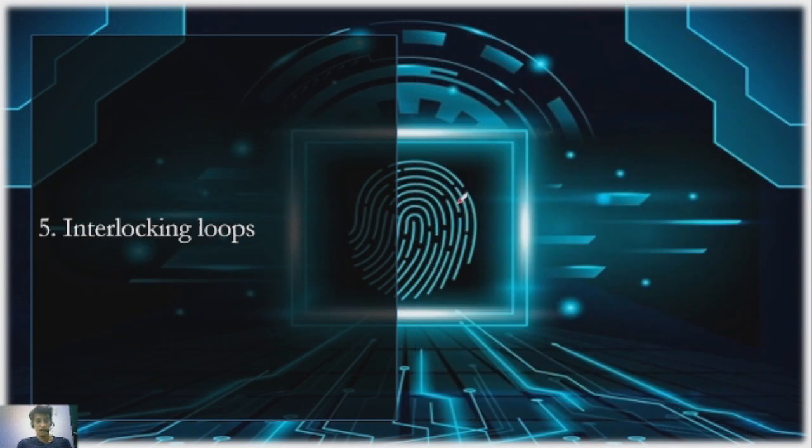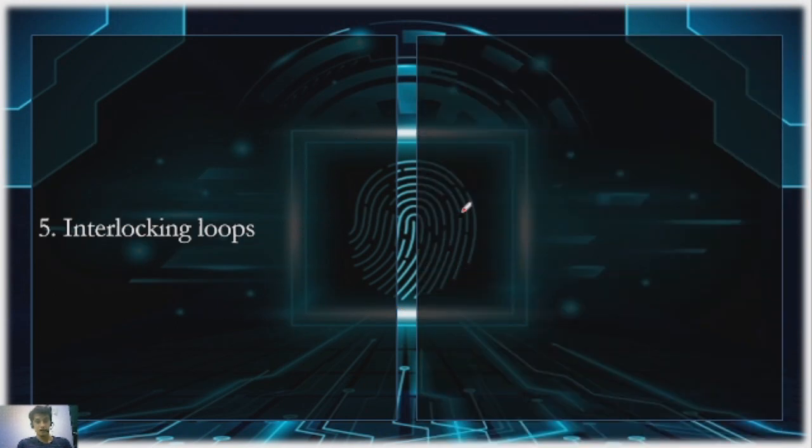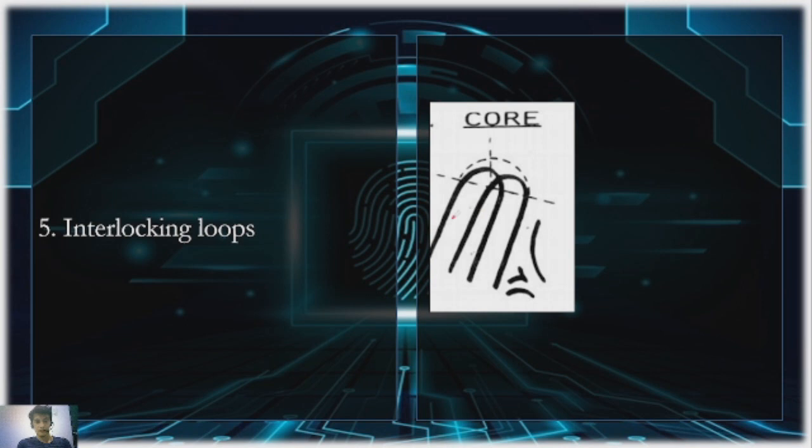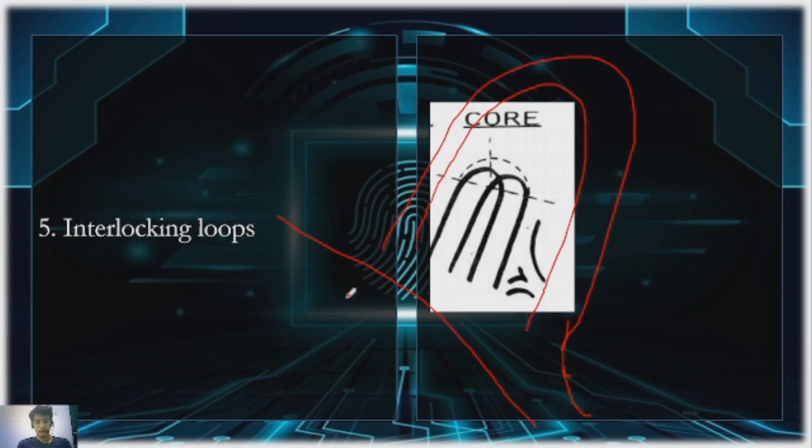So now, next we have here interlocking loops. So there are also, let's say, at the inner part of the pattern, interlocking loops. Okay, so let's say it's in the center. So this is an interlocking loop. With that, as you can see, they are interlocking. So how are we going to determine the core in that?